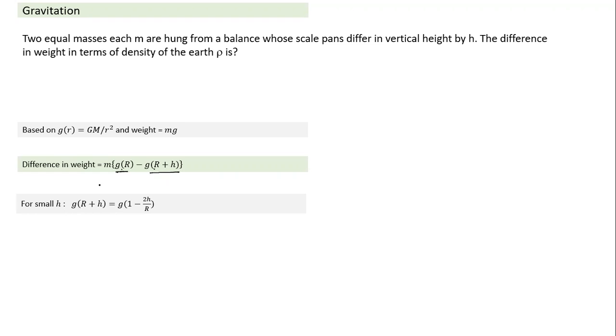Since h is small, for the difference in g, we know what g is at a height h, and we can easily get an answer. The difference of these two will come out equal to 2h by r times g, that is, g into 2h by r. So the difference in weight is this.